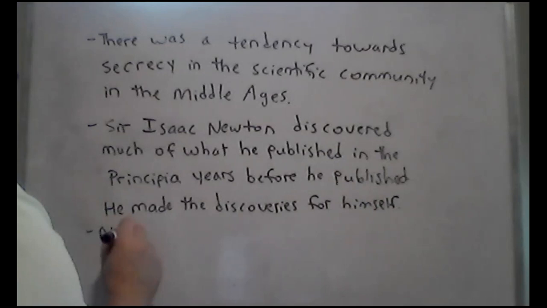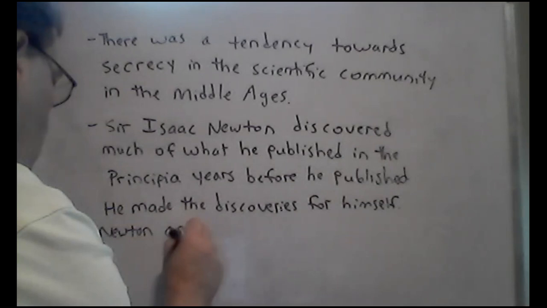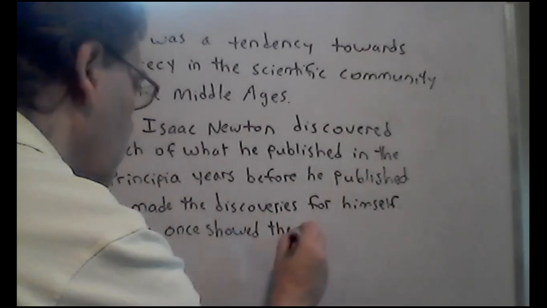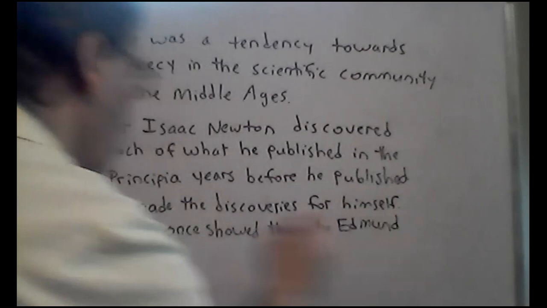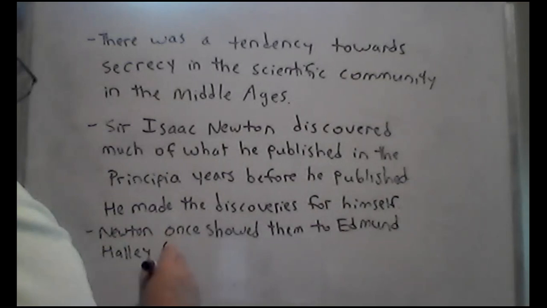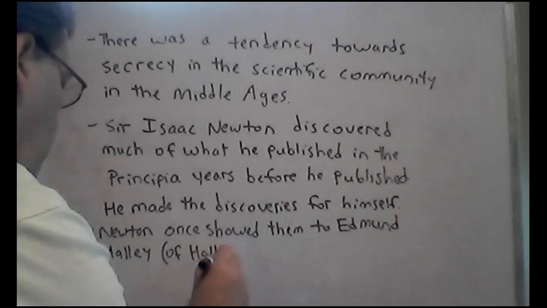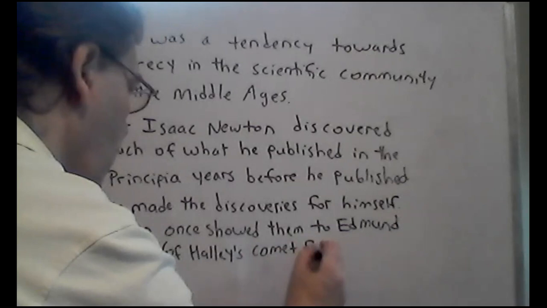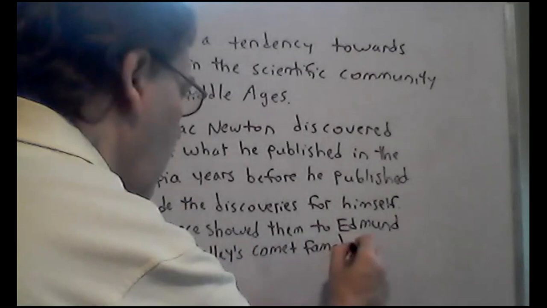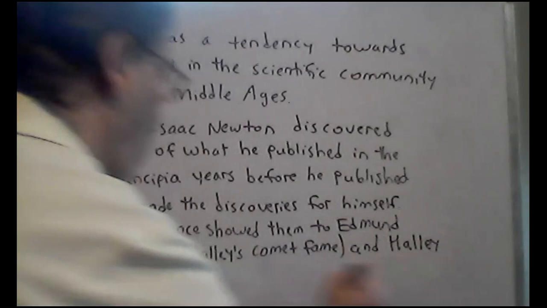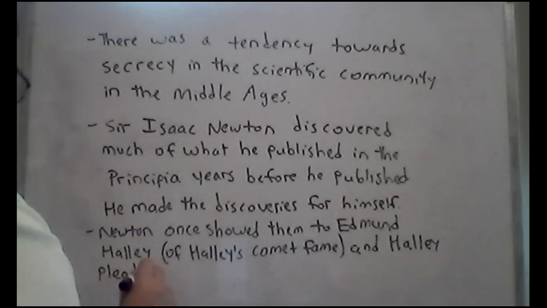Newton once showed them to the great Edmund Halley, basically of Halley's comet fame. And Halley pleaded with Newton to publish. Halley automatically saw the importance this should be to the world. So we really can thank Edmund Halley for a lot of what we have today. When you look at Halley's comet coming around every 76 years, we've got to remember that's really a symbol of all of our technology, because he was the one who convinced Newton to publish.